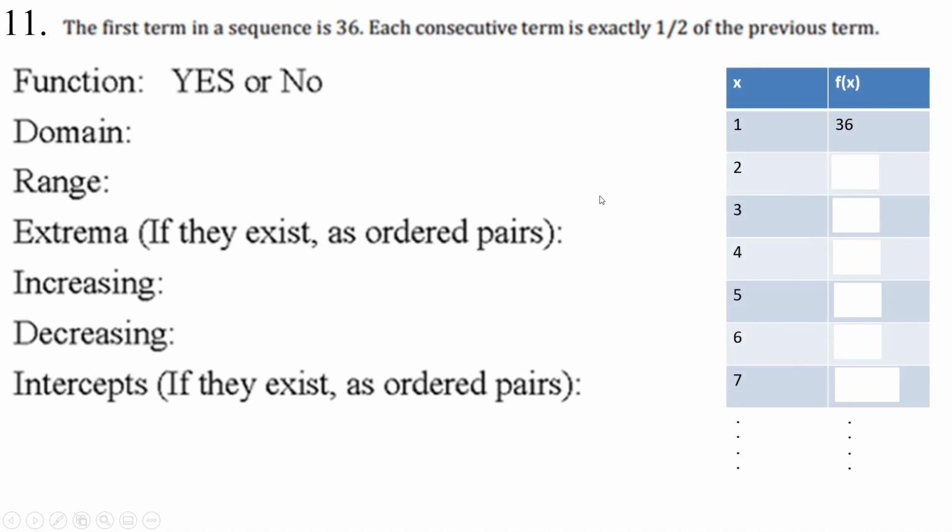So I'm going to do a table. All right. The first term in a sequence is 36. So x is my term number, and that term is 36. Okay. And then each consecutive term is exactly 1/2 of the previous term. So what is 1/2 of 36? 18. What is 1/2 of 18? 9. What is 1/2 of 9? 4.5. What is 1/2 of 4.5? 2.25. What is 1/2 of 2.25? That would be 1.125. And what is 1/2 of 1.125?